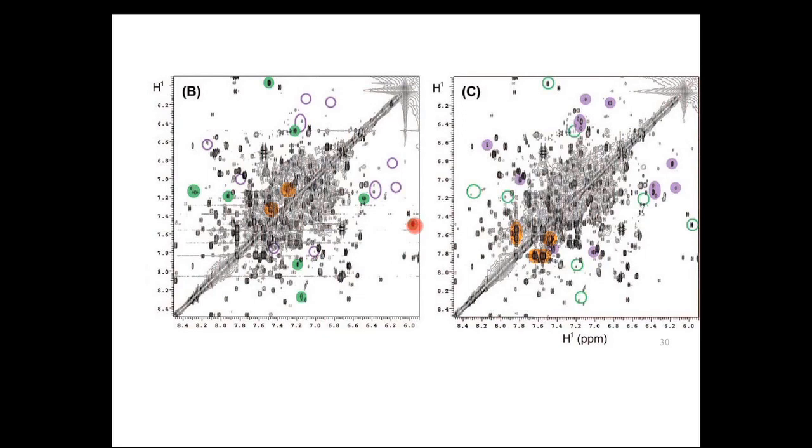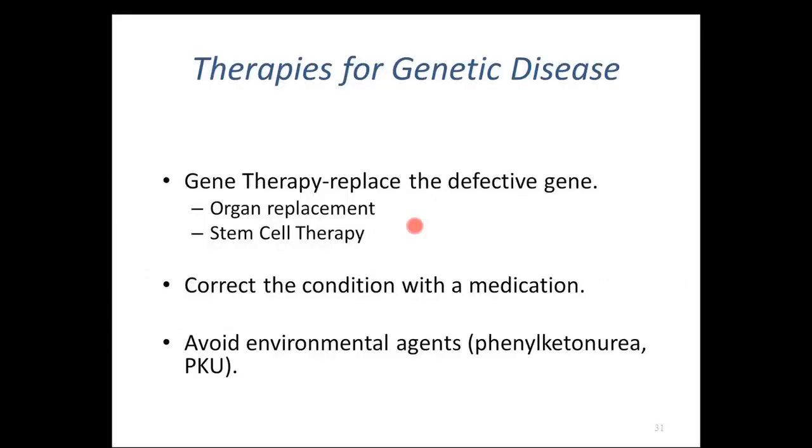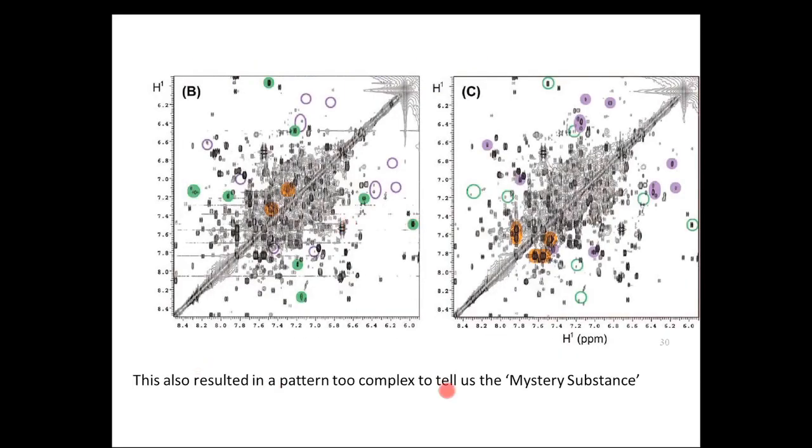generate useful information. Obviously, since we think the missing molecule may be in the blood, looking at the serum of PXE and normal mice is something else that we've certainly considered. But as I said, the resultant pattern is too complex for us really to figure out what the mystery substance is.